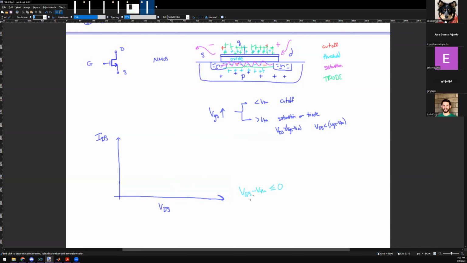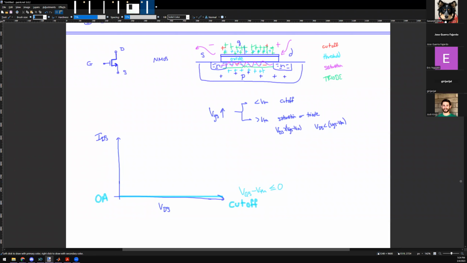What happens here? Does my VGS exceed the threshold? No. If I don't even exceed the threshold, what can I say about the channel? Can it conduct current? No, it cannot conduct current. So IDS has to be what? 0. Yes, exactly. So this is cutoff, where this is 0 amps. Does that make sense? Yeah, that does. That makes a lot of sense.